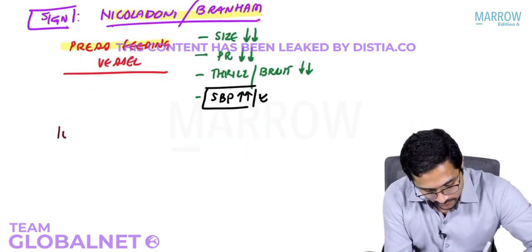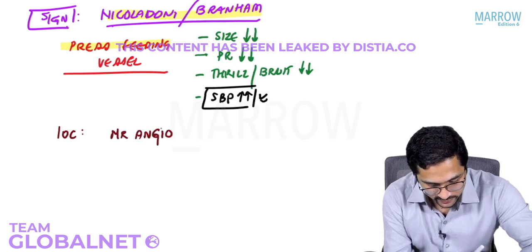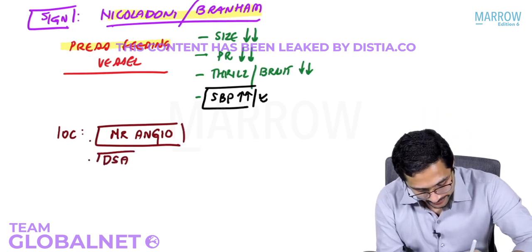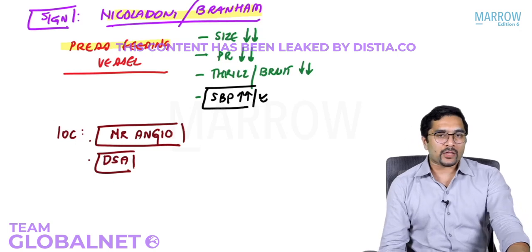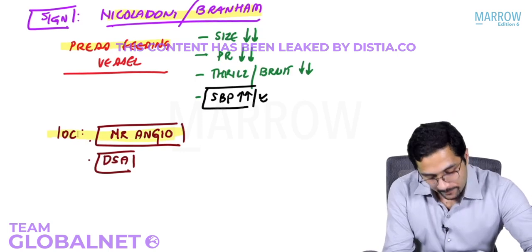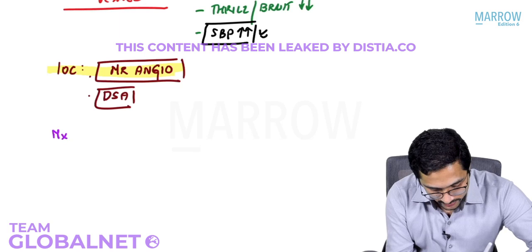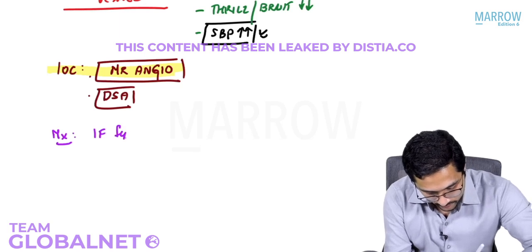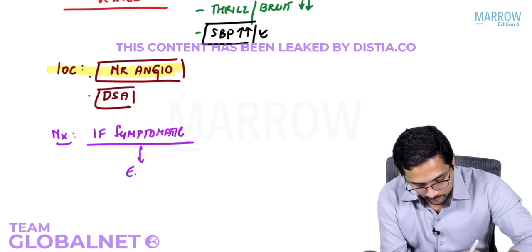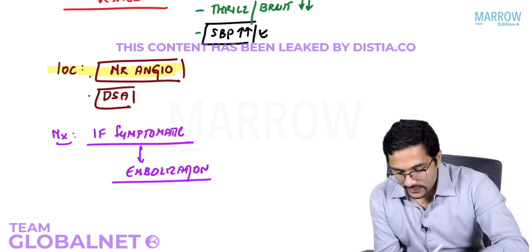The investigation of choice for AV fistulae is MR angio, because MR gives better soft tissue resolution to us. Digital subtraction angiography, DSA, can also be done, but MR angio will be the best answer here. The management of AV fistulae, if the patient is symptomatic, then the first line of treatment is embolization.